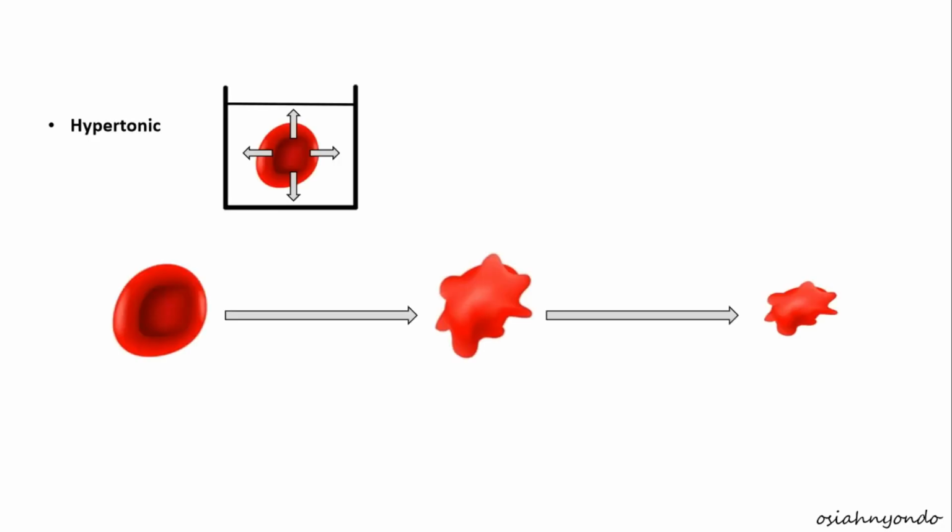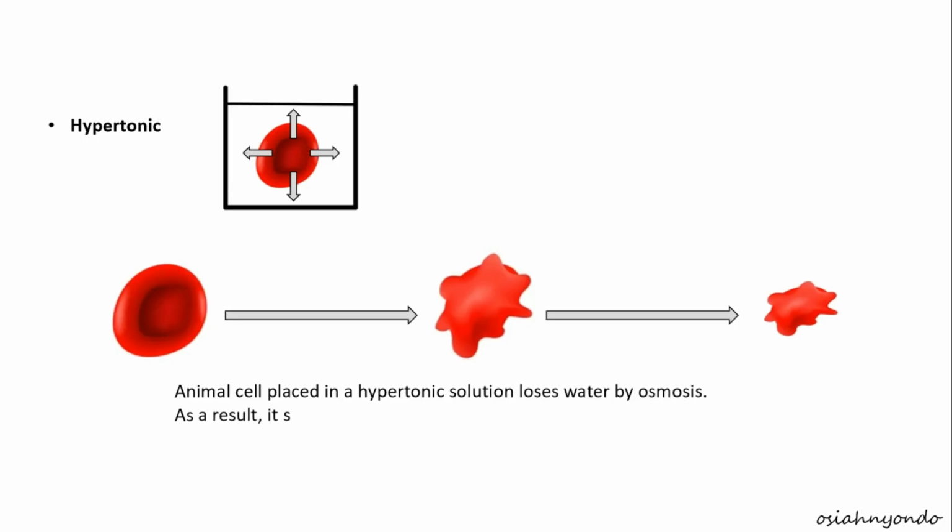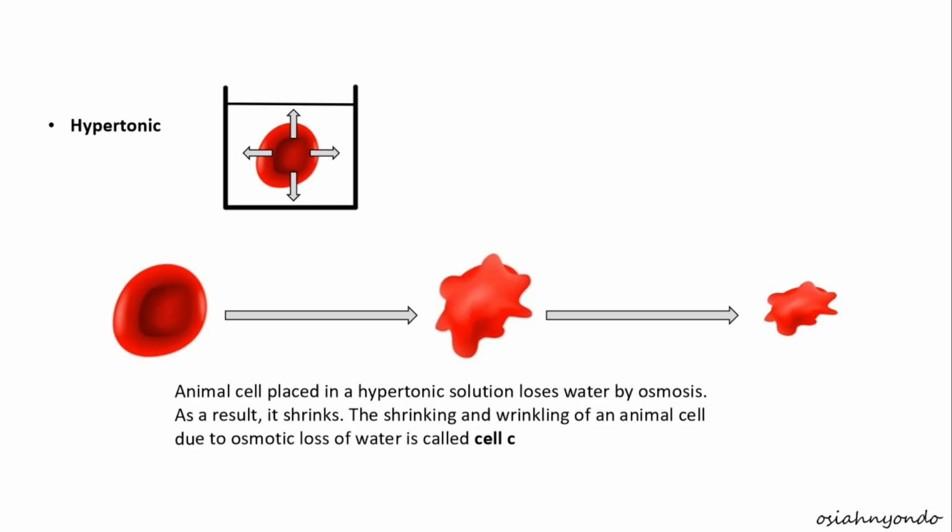On the other hand, when an animal cell is placed in a hypertonic solution, it loses water by osmosis. As a result, it shrinks. The shrinking and wrinkling of an animal cell due to osmotic loss of water is called cell crenation. Now, when an animal cell undergoes this process, it is referred to as a crenated animal cell.